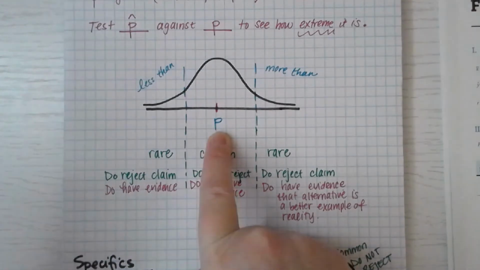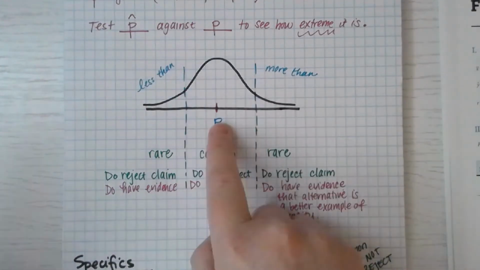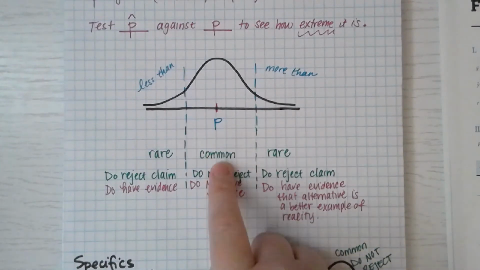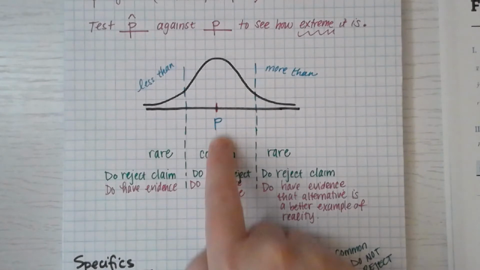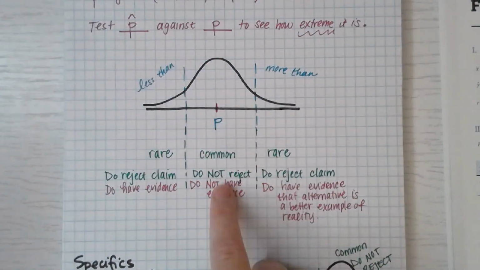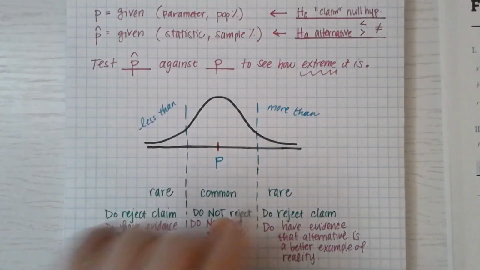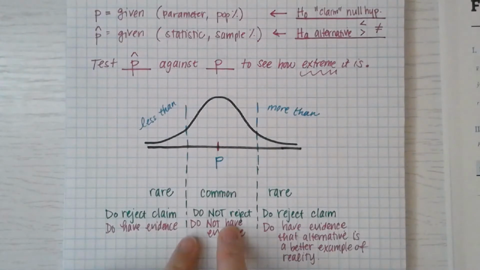But what if we go into the company and we take a random sample of whatever it is they make and it lands in the center area? Well, then we know that they're most likely being truthful. This is where we expect our samples to be. This is a very common area. Most of our samples should be in the tallest part of the curve. So we do not reject their claim. Their claim is accurate. We don't have evidence to say that their claim is wrong.